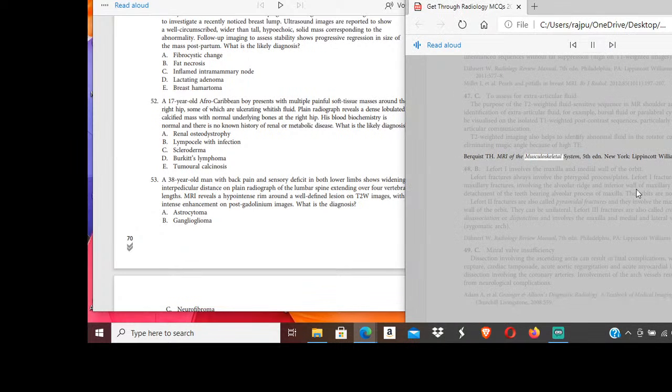Berquist TH. MRI of the musculoskeletal system, 5th ed. New York, Lippincott Williams and Wilkins, 2006. 48, B. Lefort I involves the maxilla and medial wall of the orbit.